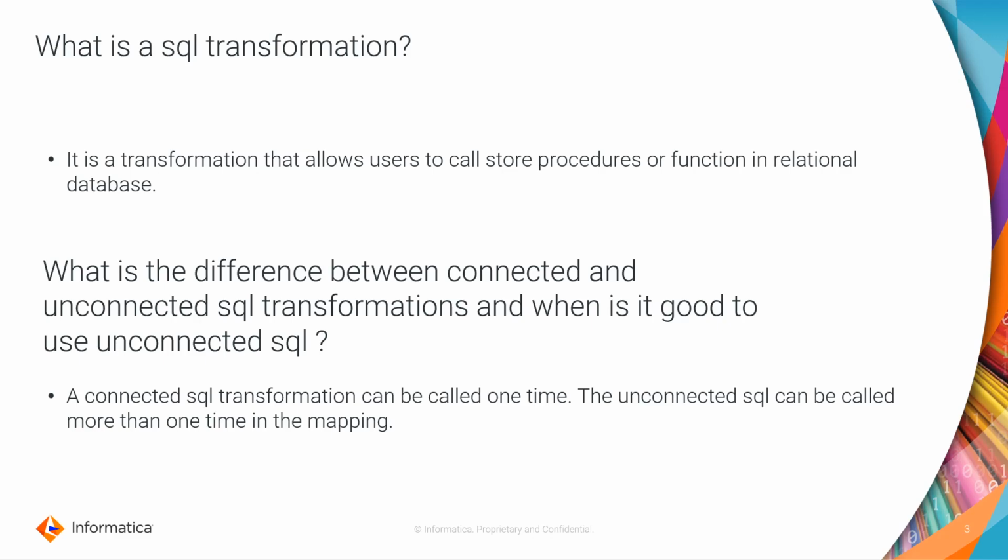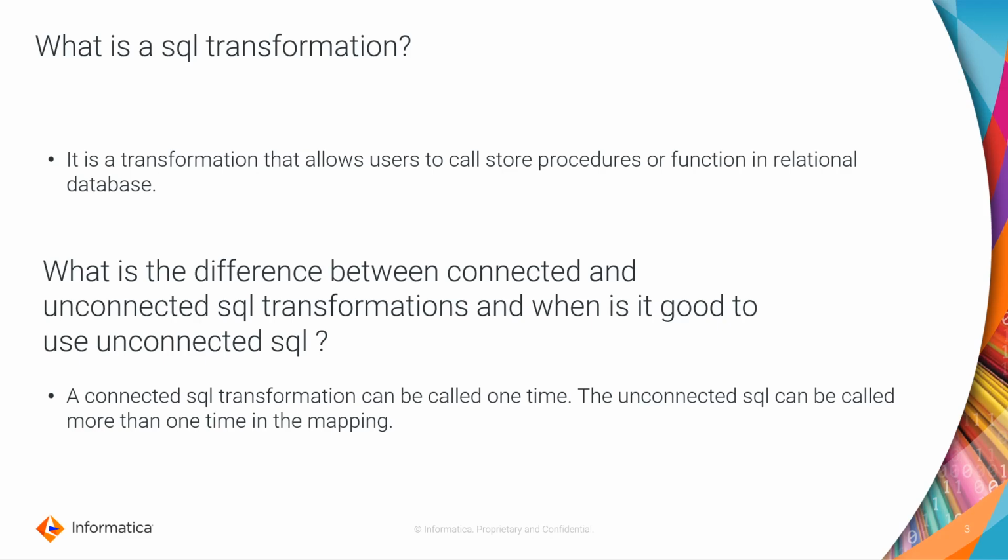The difference is that the connected SQL transformation, you are going to use only one time in your mapping. It will be placed at one specific place in your mapping. And when you have this data flowing through your entire process, the execution of the connected SQL will be done at one specific point in the entire process, and it will be executed only that time.